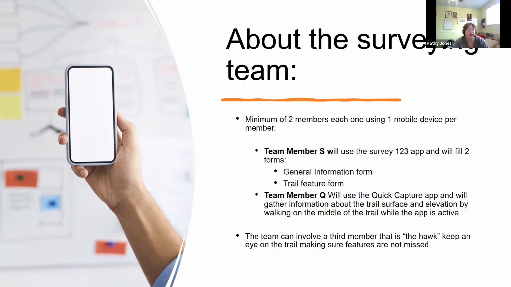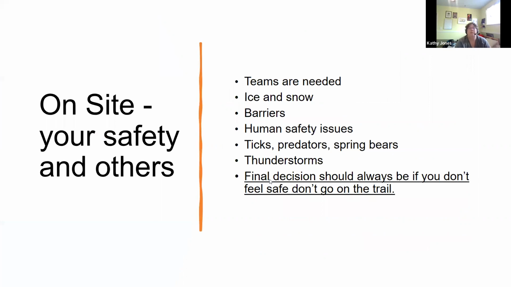And if you have a third person, we're calling them the hawk, and they're quite important as well, because while you're busy playing with the apps and using the apps, you might miss things. So the third person's big responsibility can be just making sure nothing goes unnoticed. That's important for the assessment of the trails.